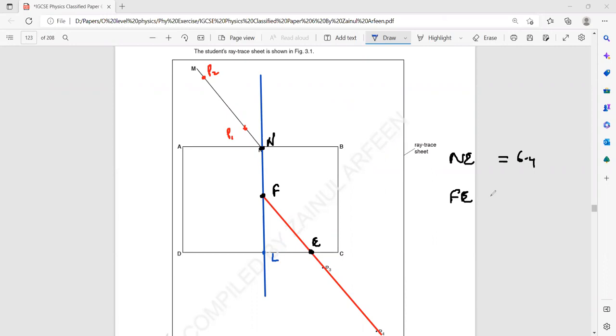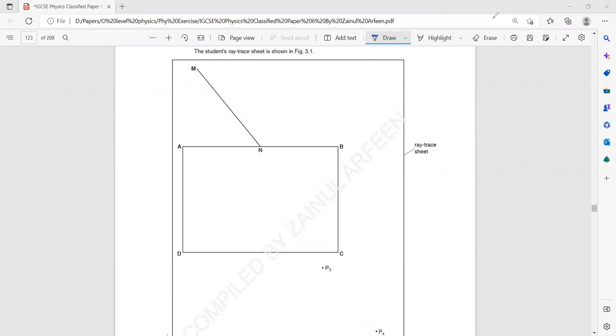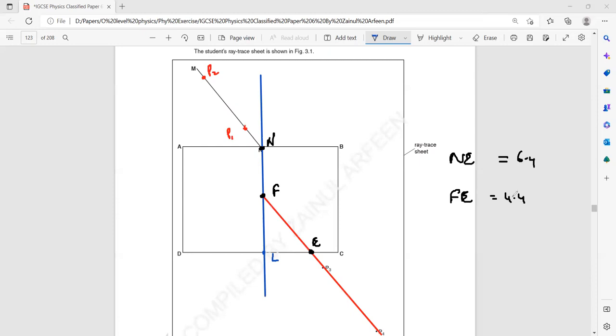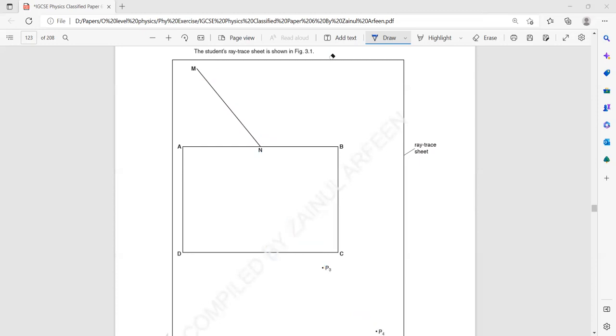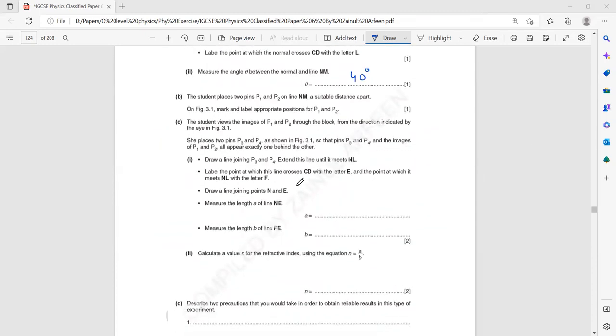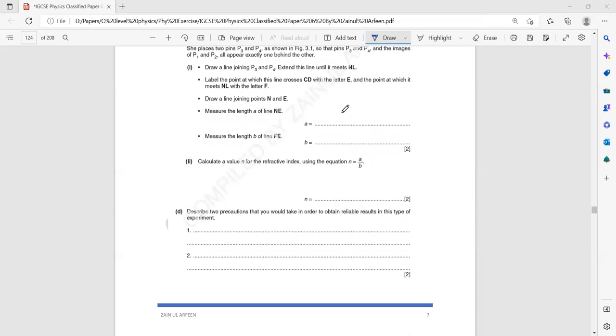4.4, okay. So for example, this is 4.4. For me it was 4, sir. 4, okay. So 6.4 and 4. So you will write according to your value. So this was 6.4 we got, this we got 4.